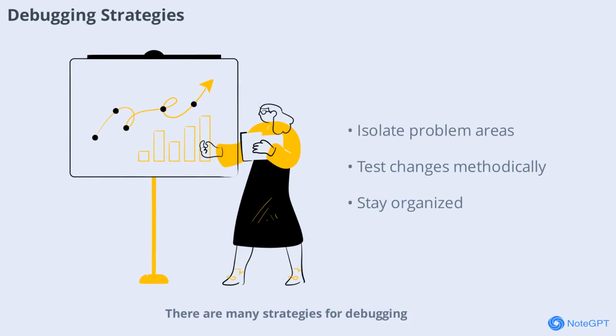There are many strategies for debugging, and the best approach often depends on the situation. Some developers start by isolating the problem area, while others use systematic testing or divide the code into smaller parts. The key is to stay organized and methodical, testing one change at a time to see its effect.